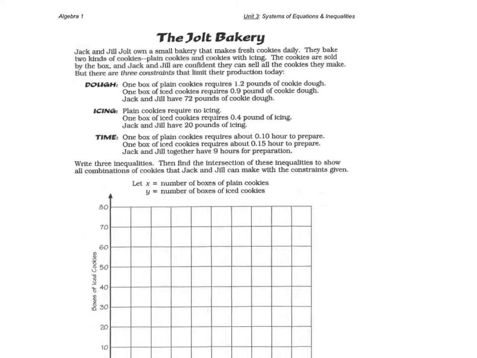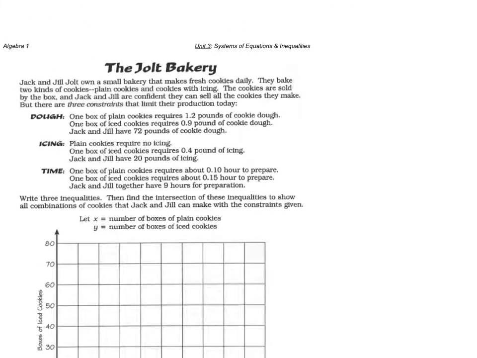Here we've got Jack and Jill, a small bakery, of course. Fresh cookies, why not? They bake two kinds of cookies, plain and cookies with icing. Oh, fancy. The cookies are sold by the box, and Jack and Jill are confident they can sell all the cookies they make, but there are 3 constraints that limit their production today.